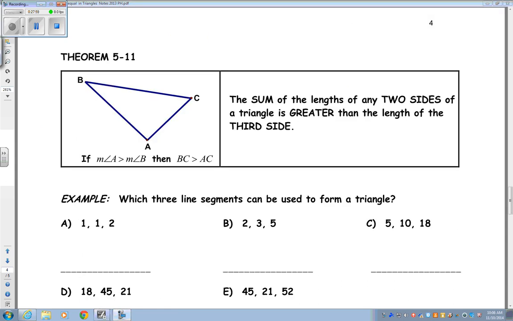Real quick, this is what we call the triangle inequality theorem. And we'll finish this when the bell rings. Okay. Alright, the triangle inequality theorem states that basically the sum of the lengths of any two sides of a triangle is greater than the length of the third side.